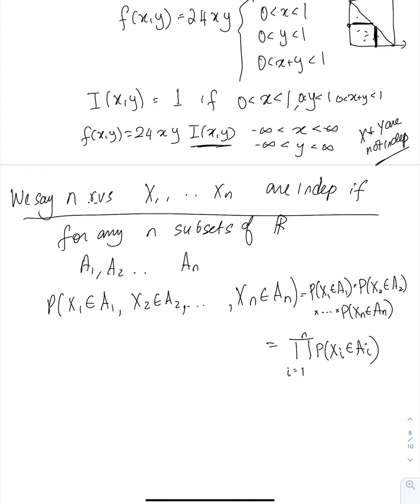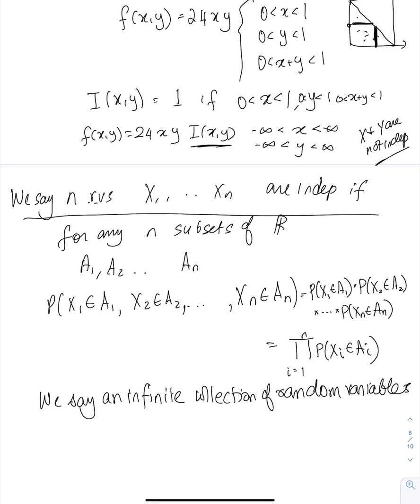And how about if you have infinitely many random variables? If you have infinitely many random variables, you say that they are independent if any finite subcollection is independent. All right, so let me just write that. We say an infinite collection of random variables is independent if, and in fact this infinite collection could also be uncountable, and that's what you see often in processes.